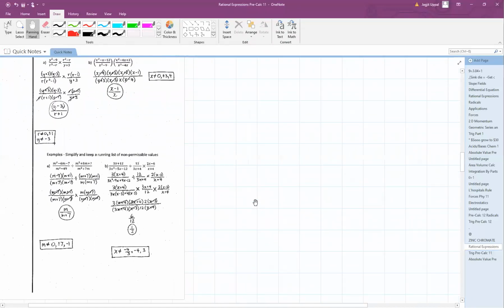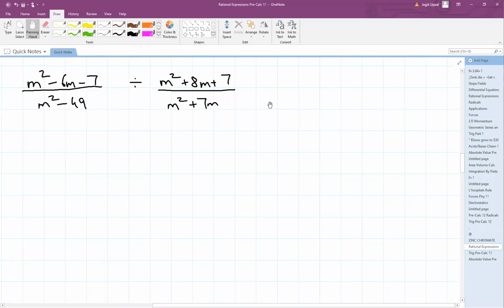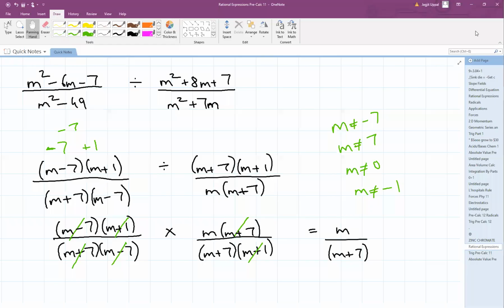All right, guys. Now you guys are going to do the next question yourself. I have m squared minus 6m minus 7 divided by m squared minus 4m plus 8, and I want you to divide by m squared plus. Okay, you're going to do this yourself, and you get 5 minutes. Let's go.